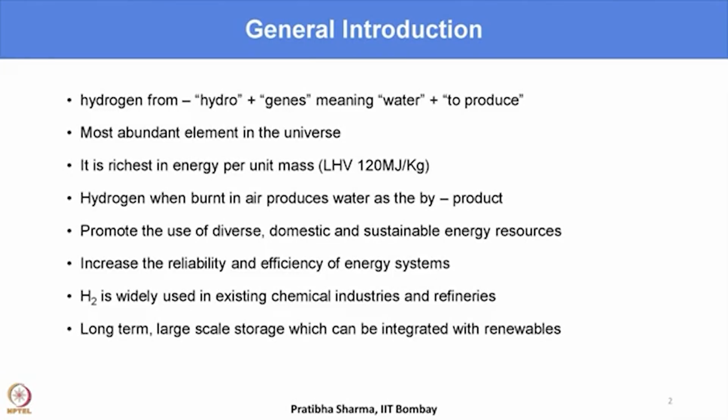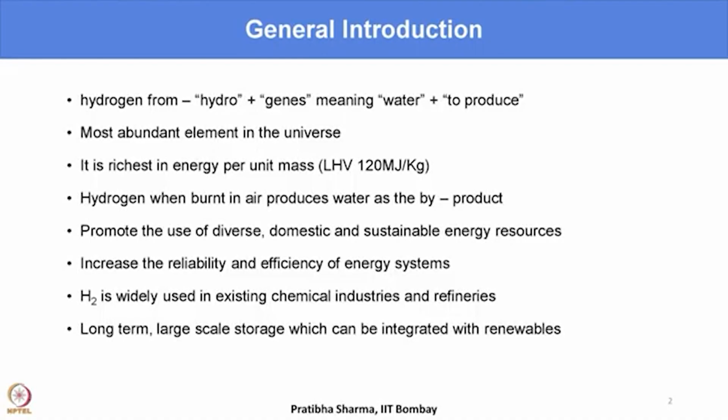Hydrogen was first discovered in the 16th century. This was when Paracelsus accidentally poured iron filings onto sulfuric acid. However, Henry Cavendish identified this as a separate element. It was in the 1780s that Antoine Lavoisier gave the name hydrogen. The origin of this name is from hydro and genes, hydro meaning water and genes meaning to produce.